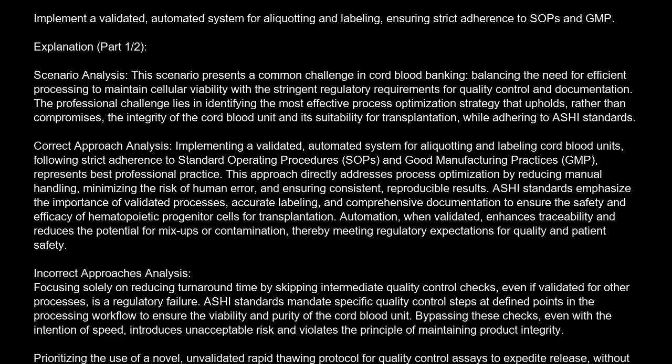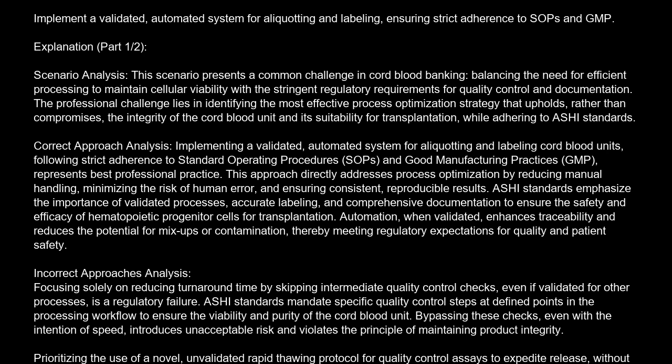Incorrect approaches analysis. Focusing solely on reducing turnaround time by skipping intermediate quality control checks, even if validated for other processes, is a regulatory failure. ASHI standards mandate specific quality control steps at defined points in the processing workflow to ensure the viability and purity of the cord blood unit. Bypassing these checks, even with the intention of speed, introduces unacceptable risk and violates the principle of maintaining product integrity.